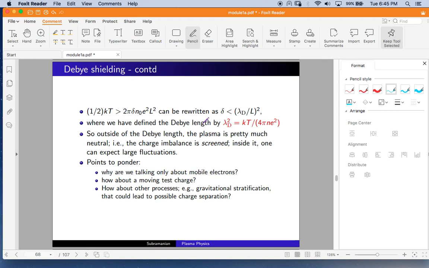How about other processes such as gravitational stratification and so on that could lead to charge separation? For instance, you put a mixture of electrons and protons in a gravitational field. The Coulomb attraction, of course, does bind them, but nonetheless, protons are heavier, so they'll tend to sink down, and so there can be stratification. And so there can be charge separation because of that. How does that affect Debye shielding? So these are things you can think about. If you wish, you can get a little quantitative and put some numbers to it. Interesting things to think about.